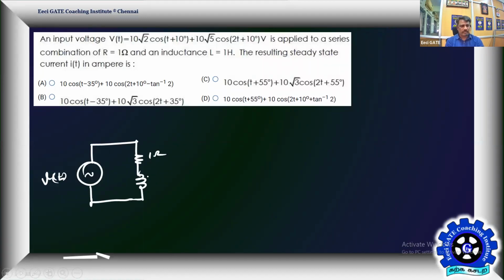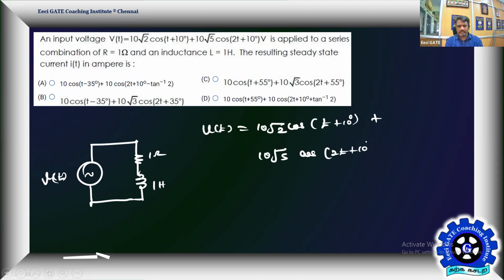Okay, so yes, that's another beautiful problem, because you need to go with an important concept. Without that, there is a chance of committing a mistake. So what is the technique? Here there are 2 signals. What is V of t given? V of t given is 10 root 2 cos(t + 10 degrees) plus another signal, 10 root 5 cos(2t + 10 degrees). See that. So this is the first frequency component, this is the second frequency component.